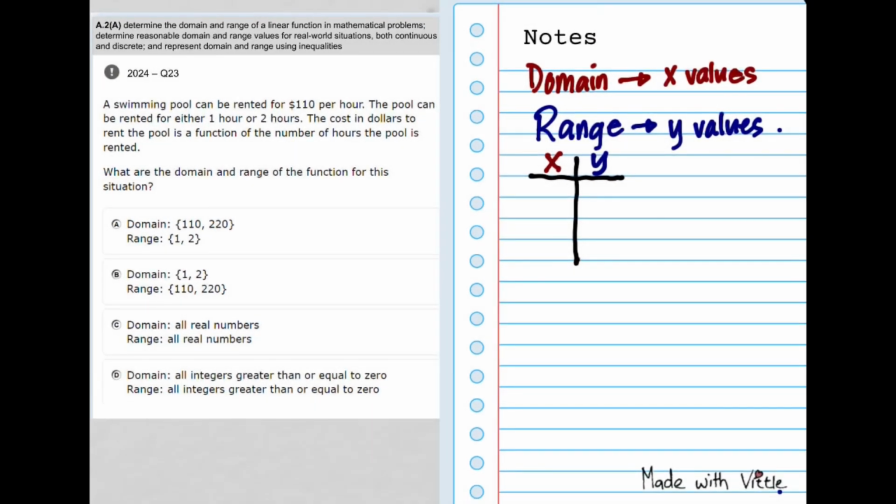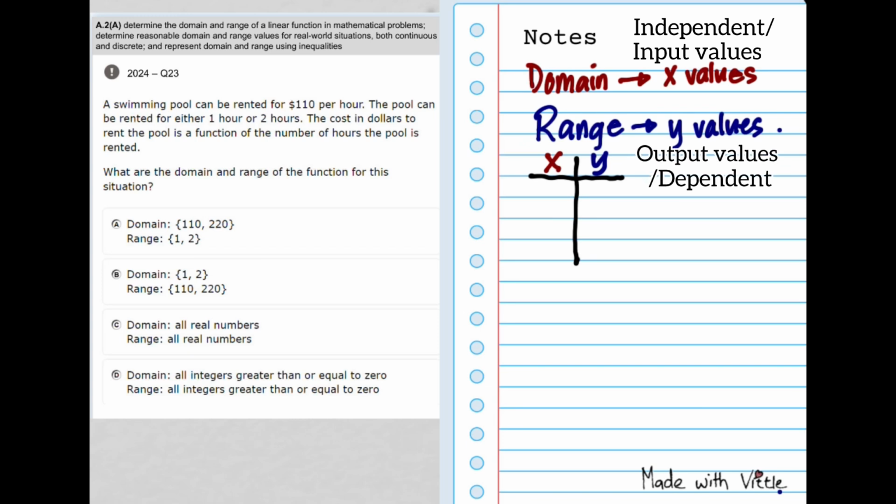We have to recall what we've learned in 6th grade or 7th grade, that if we create a table of x and y values, we know that x are the quantities of input values and that the y values are the dependent values. They depend on the input. So in this case, the independent values are your number of hours, 1 hour or 2 hours. And our dependent values, the y values, the range, are the cost per hour.